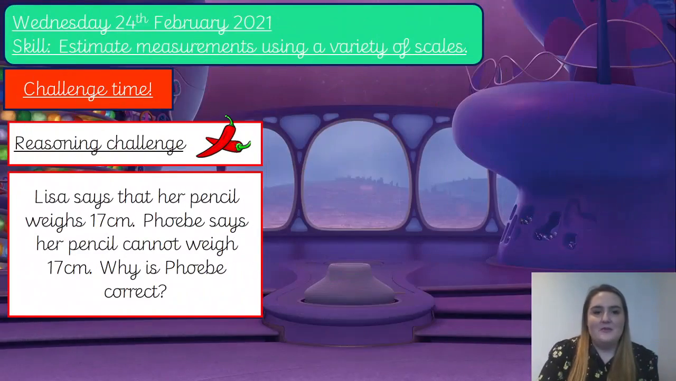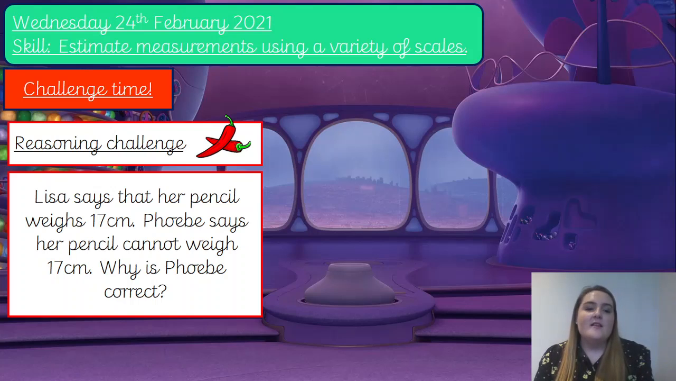Okay, well done. I'm sure you've all had lots of fun there. So challenge time now then, our reasoning challenge. Lisa says that her pencil weighs 17 centimetres. Phoebe says her pencil cannot weigh 17 centimetres. Why is Phoebe correct? So I want you to have a think really carefully about this. Think about the unit of measure that she's weighing, okay? And I would like you to discuss this with the person next to you. Why is Phoebe correct? Pause the video, please.